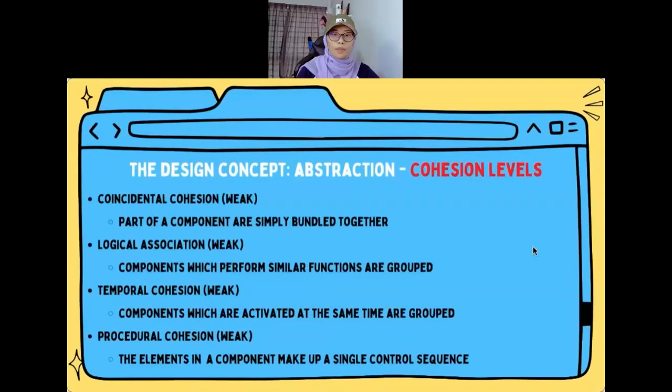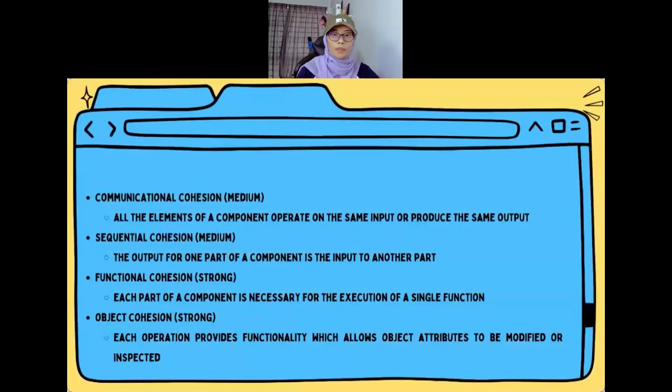Coincidental cohesion is where parts of a component are simply bundled together. Logical association is where components which perform similar functions are grouped. Temporal cohesion is where components which are activated at the same time are grouped. Procedural cohesion is where the elements in a component make up a single control sequence.